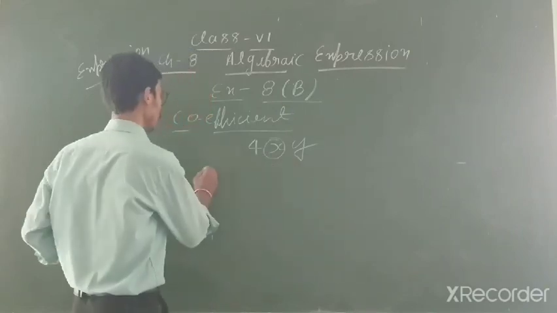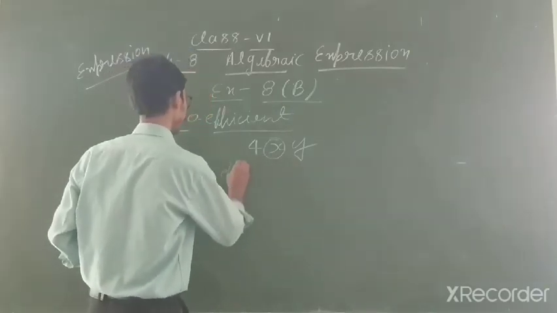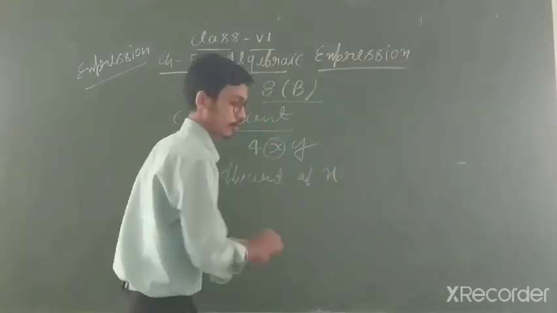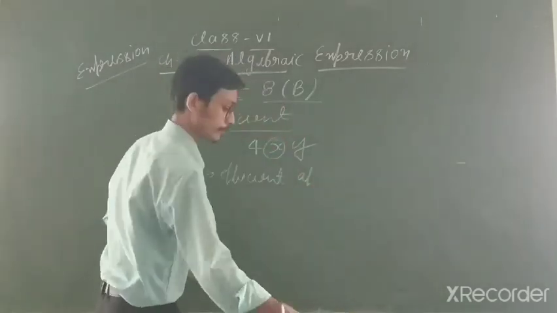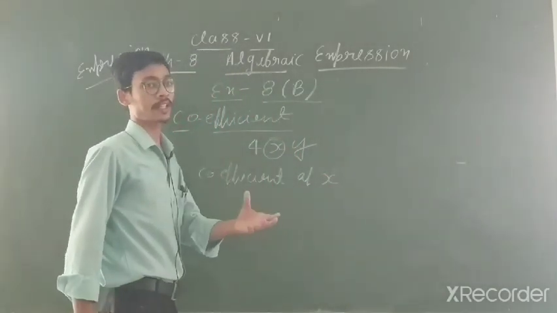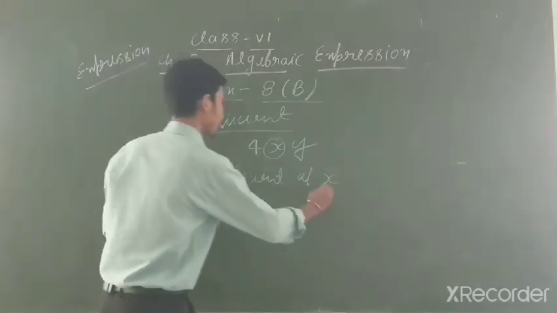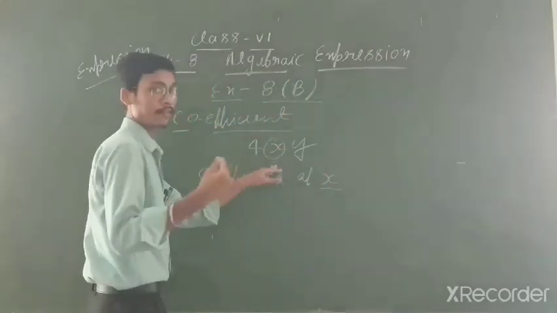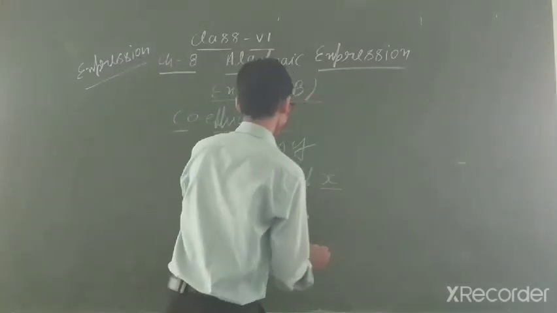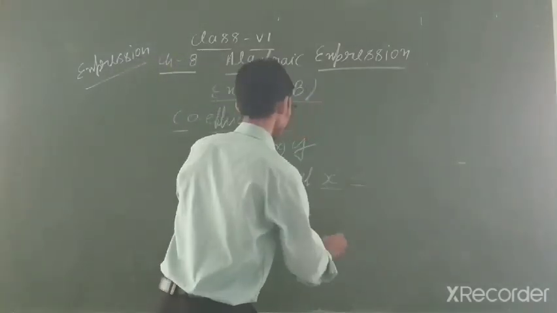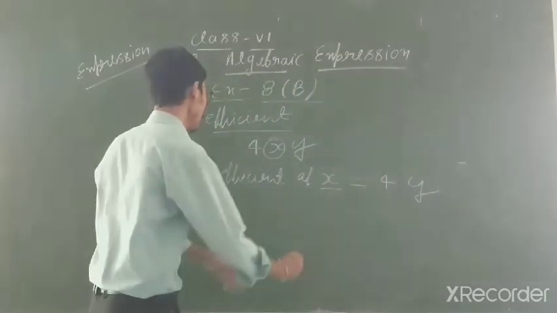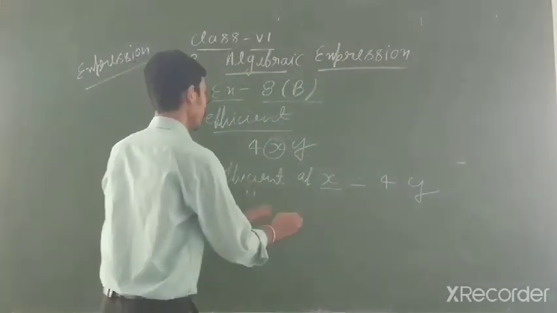Like you have to find out the coefficient of what? Coefficient of x you have to find out. Clear? So what you will do? You will leave the x and write down the rest of the constant and variable. What is the meaning of this? You have to find out the coefficient of x. So leave x. You have to write down what is left? 4 is left and y is left. So write down coefficient of x equal to 4y. Clear student?